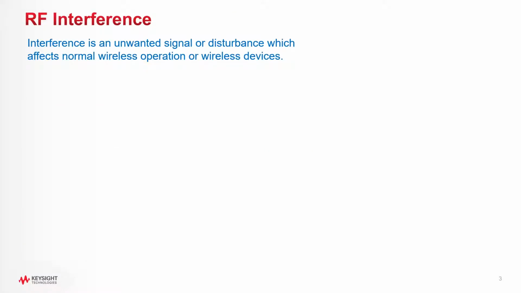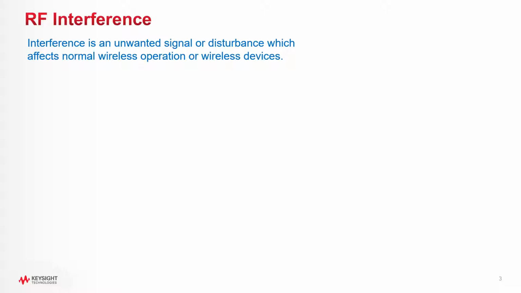As we talk about RF interference, let's talk a little bit about where it comes from, what some of the sources are, and what we're going to define it as. We're going to call interference an unwanted signal disturbance which affects normal wireless operation or wireless devices. And I would say primarily interference is a receiver issue. The receiver, for some reason, is not getting the transmission properly, for a variety of different reasons.